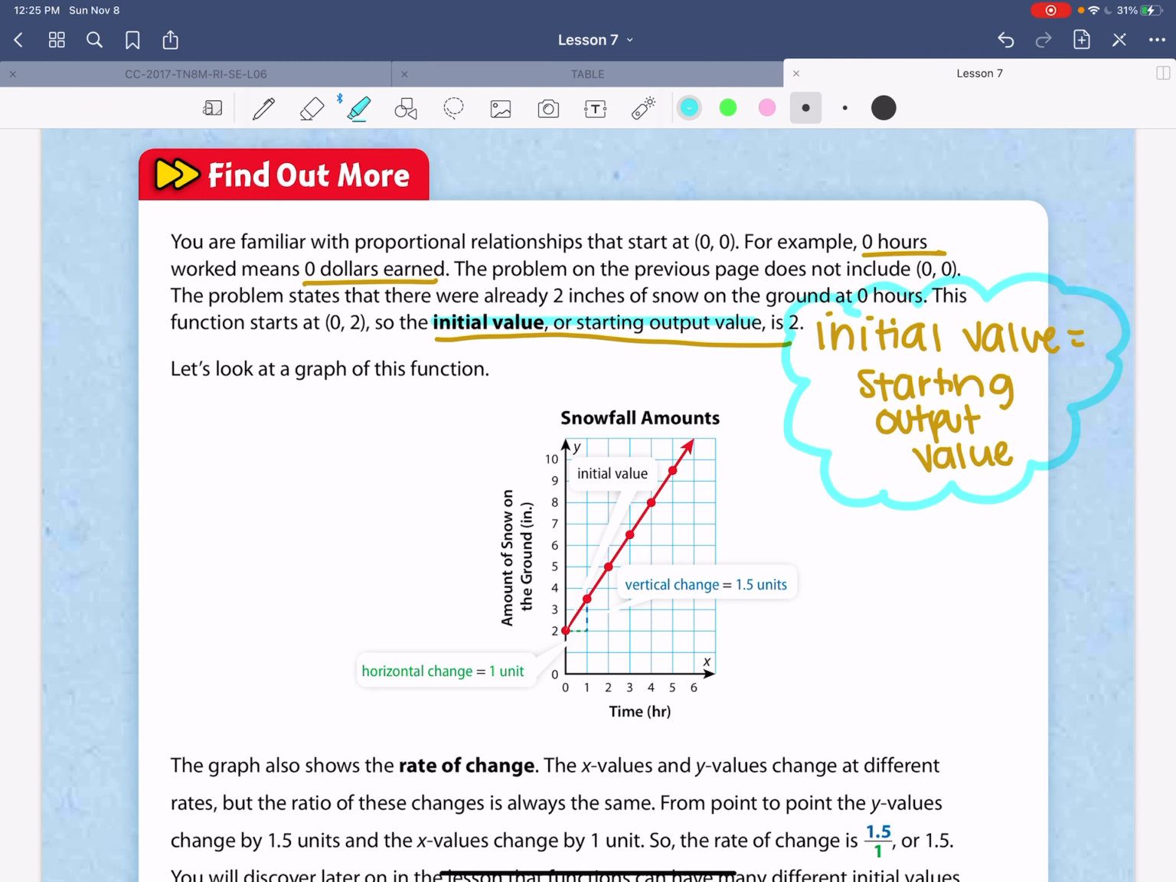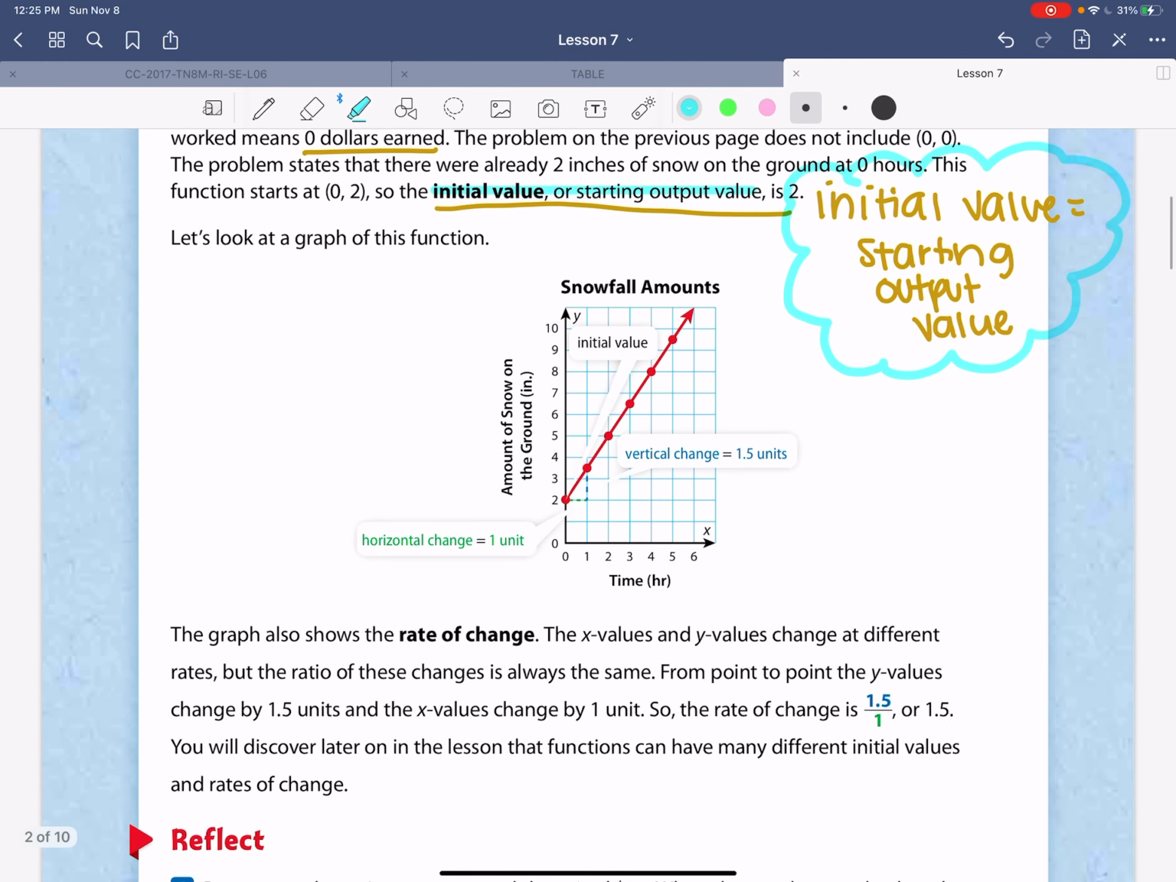Okay, so let's look at the graph of this function. We start at 0, 2 here, of course, because at 0 hours we started at 2 inches of snow already on the ground. Then we increase by 1.5 every hour, so we go over 1 and up 1.5. When we went over 1, we've increased an hour. When we've gone up 1.5, we've increased in the amount of snowfall on the ground.